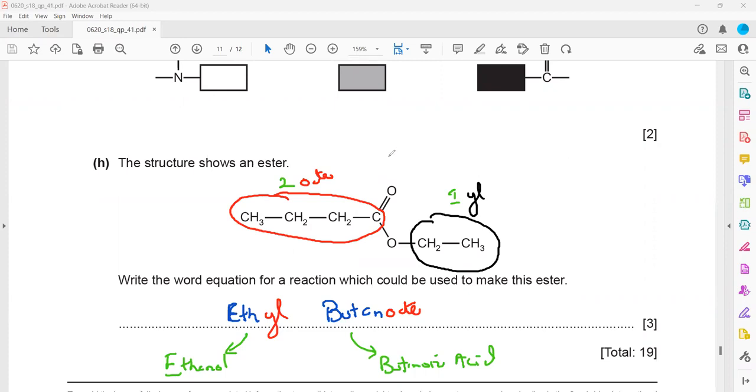So sometimes they might give you a structure. They ask for the name, and then they ask you to state what chemicals react to form this ester, and what the condition is. It should be in the presence of sulfuric acid as a catalyst, because alcohol and carboxylic acid in the presence of an acid catalyst form this ester.